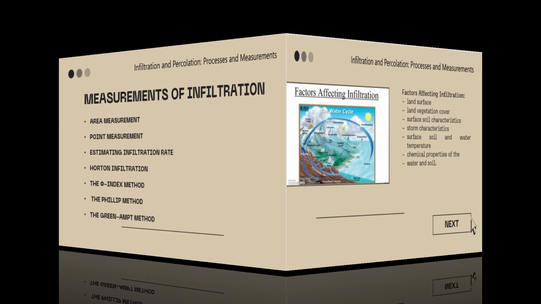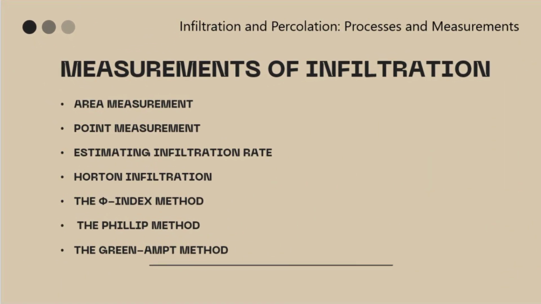Now, let us proceed to the measurements of infiltration. First is the area measurement, next is the point measurement, next is estimating the infiltration rate, next is the Horton infiltration, the Phi index method, the Philip method, and lastly the Green-Ampt method.